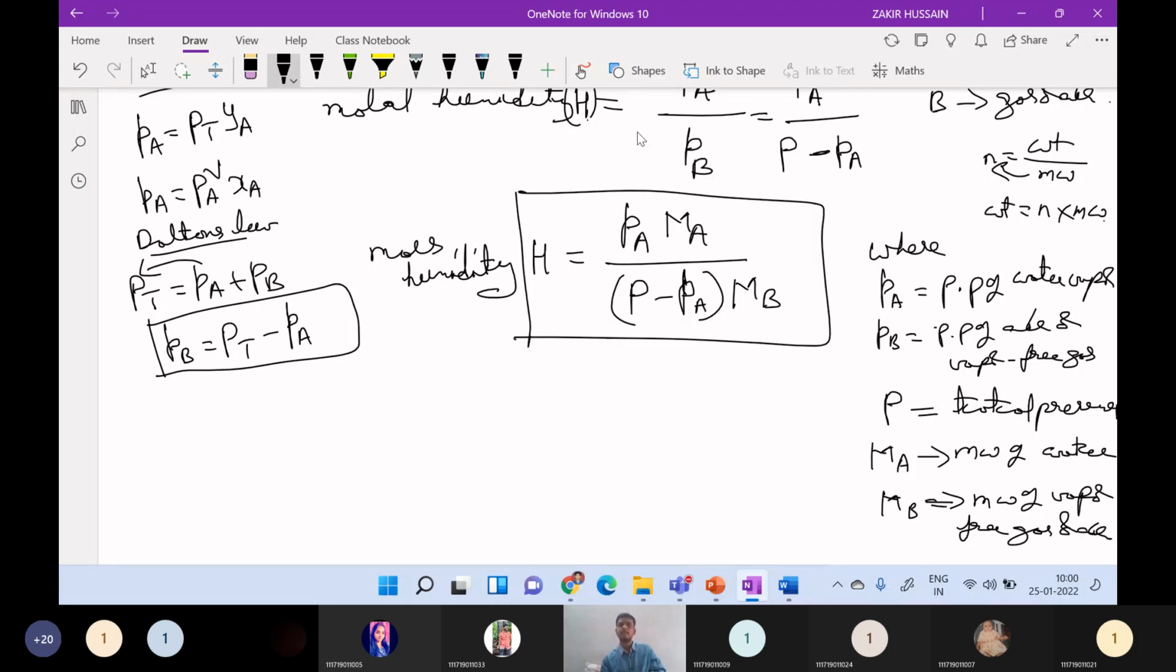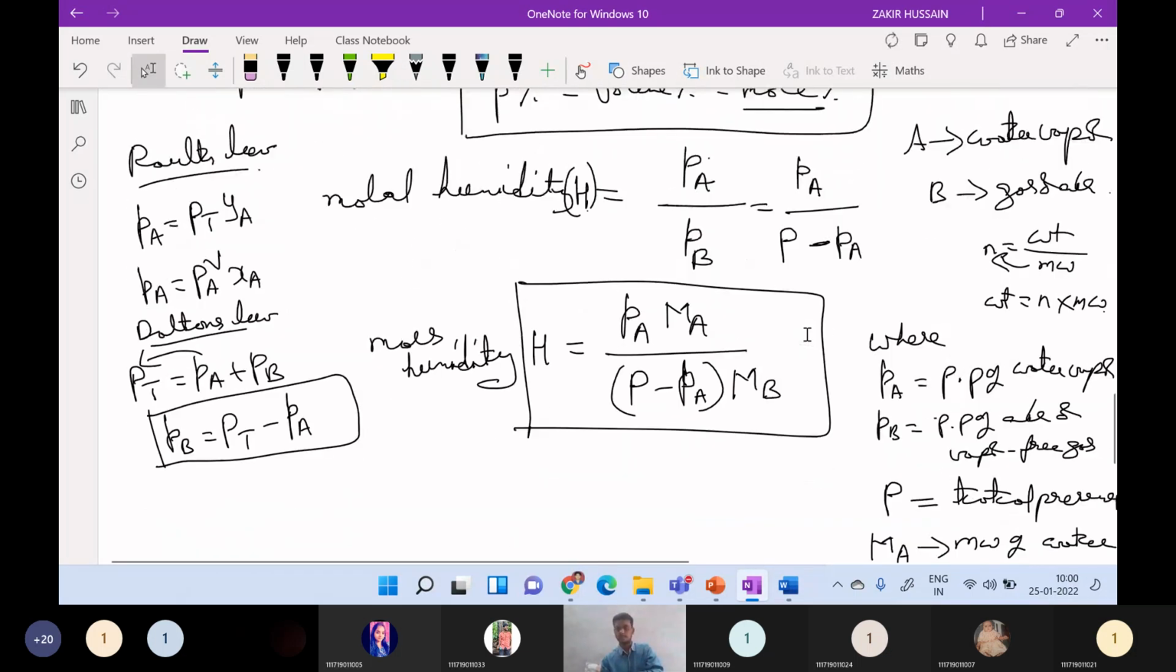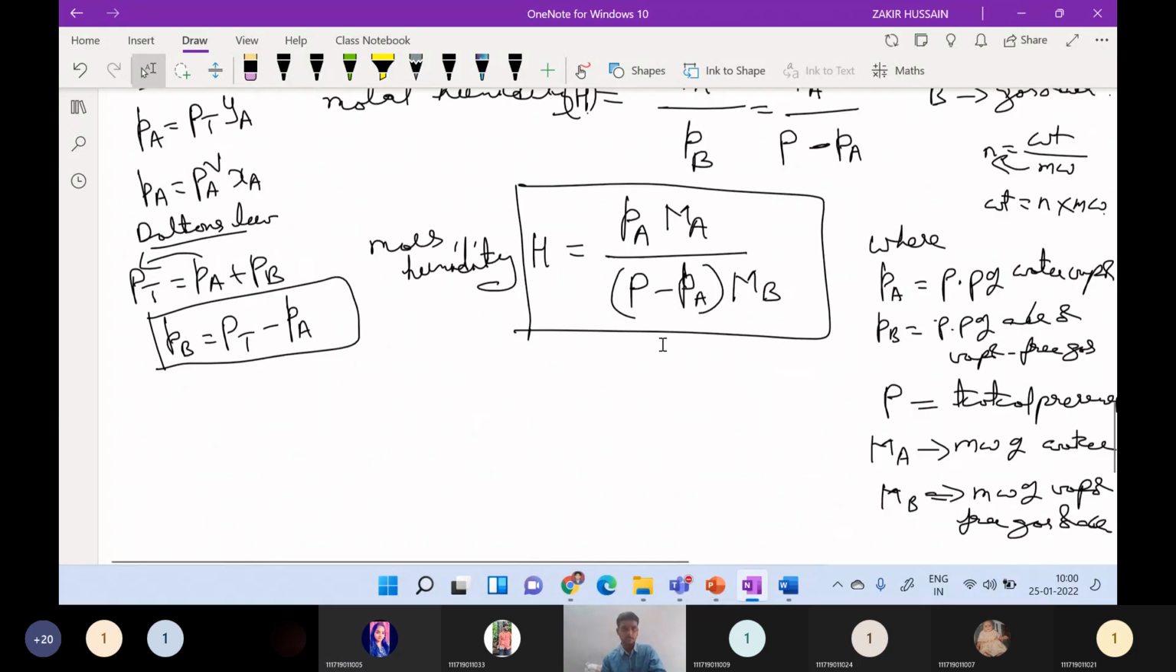In the molar quantities, that is nothing but the partial pressure divided by the total pressure minus the partial pressure of component A. So it is absolutely the same formula. Only these partial pressures we are converting into moles, or converting into weights, by multiplying with the molecular weight. Is that clear? Yes, sir. So this is the humidity.